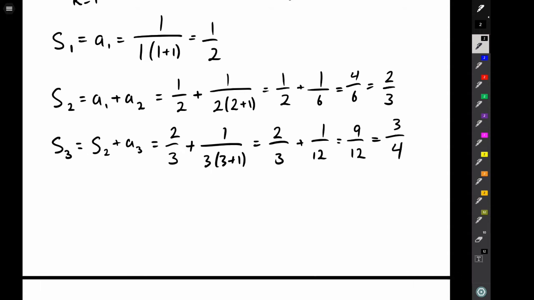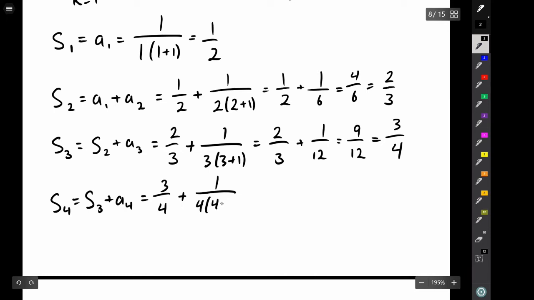Can you see the pattern here yet? Think about what that pattern might be. Pause the video if you need to. We'll do one more after this to verify that the pattern is what we think it is, and then we'll go from there. So S4 is going to be S3 plus A4. That's 3/4 plus 1 over 4 times 4 plus 1. So that's 3/4 plus 1 over 20. This is going to be 16 over 20, which is 4 over 5.